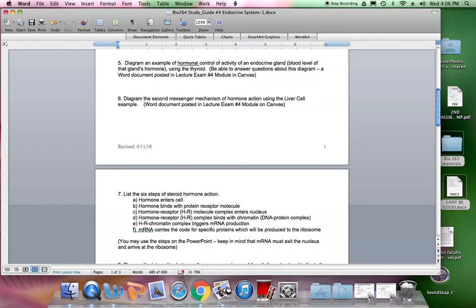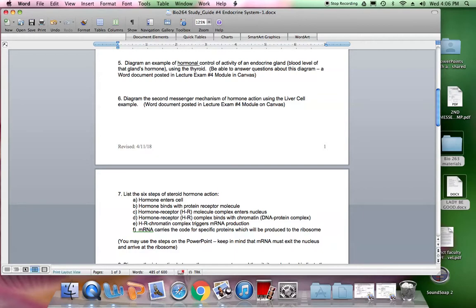The hormone receptor complex binds with the chromatin. Chromatin is actually DNA wrapped around little histones, we call them. They look like little spools. So chromatin is actually a DNA protein complex. But this is with your DNA, which is actually the instruction manual for building everything that cell needs.